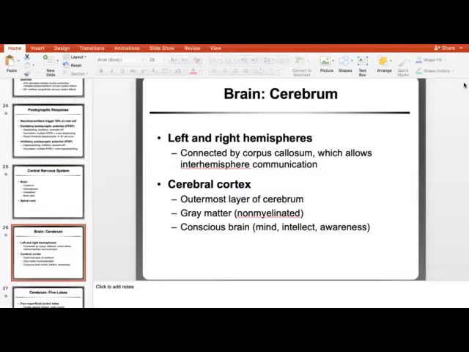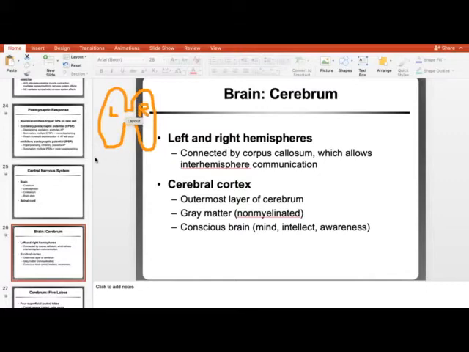When you look at the brain and you look at the gray part of the brain, you're typically looking at the cerebrum. And the cerebrum has two different sides to it. It has a left side of the brain and a right side of the brain. And the left side and the right side of the brain are connected by the corpus callosum. Let's just talk about the sides of the brain for a second. The left side of the brain, and the right side of the brain.